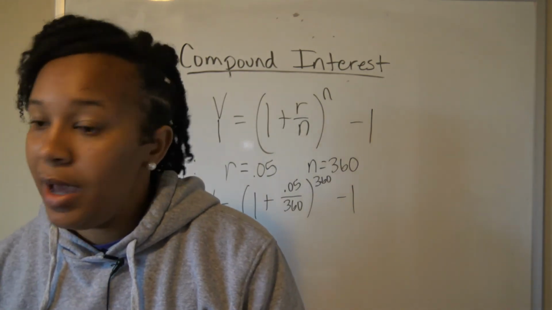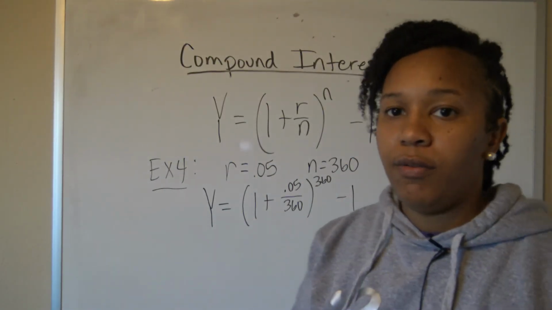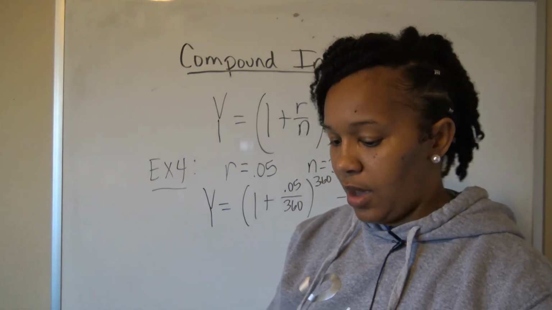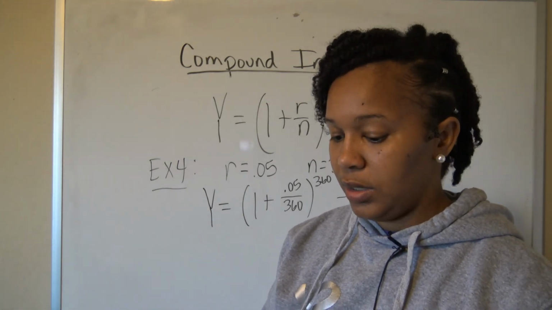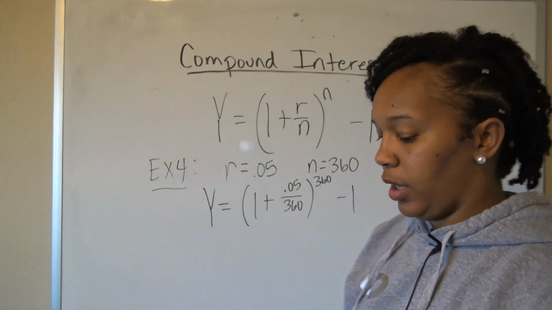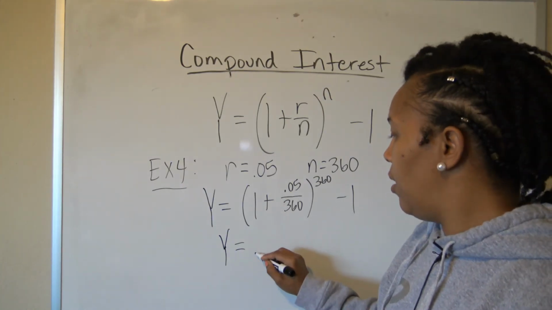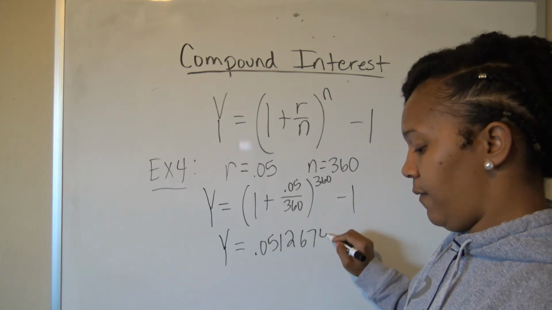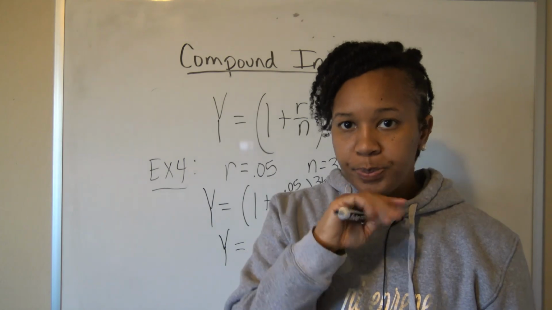So again, when I'm calculating this, I will start with the inside of the parentheses. So the 0.05 divided by 360. I will add the 1 to it. Then I will raise it to the 360 power. And then I will subtract 1 from it. And when I do that, I get 0.0512674465. So some long numbers, right?